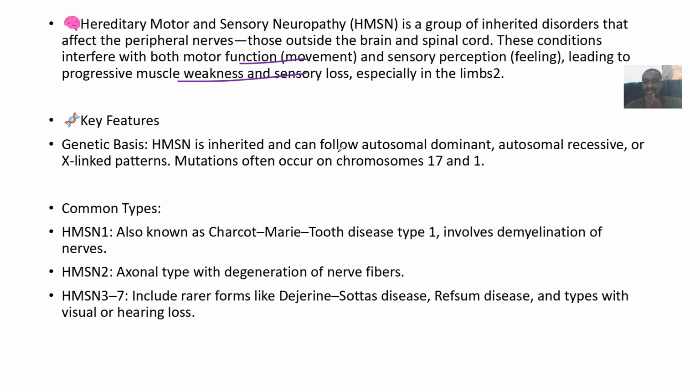It is inherited and can follow autosomal dominant, autosomal recessive, or X-linked patterns. So there are mutations on what? Chromosomes 17 and 1. Common types: you have Charcot-Marie-Tooth, which is type 1. We have the axonal type with degeneration of nerve fibers, which is type 2. Then types 3 to 7 include things like Dejerine-Sottas disease, Refsum disease, and all of that.